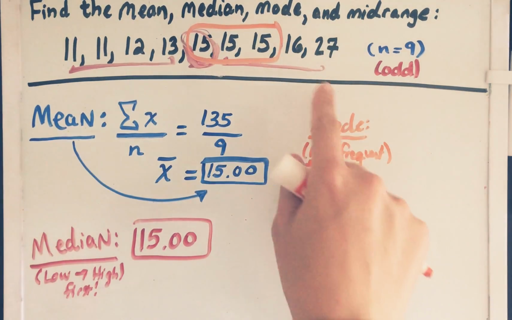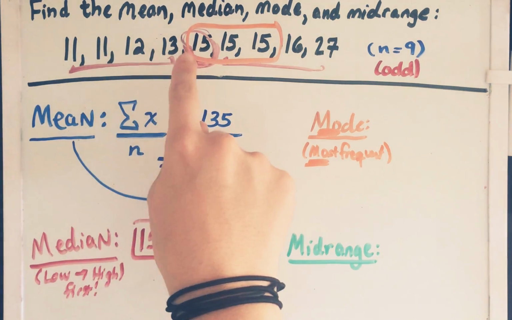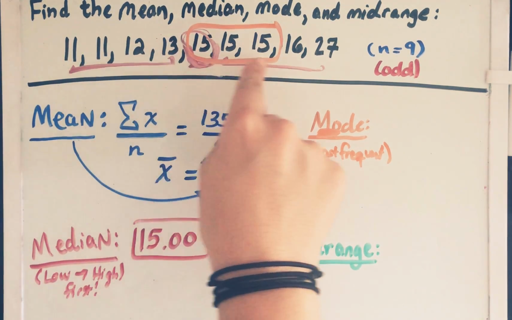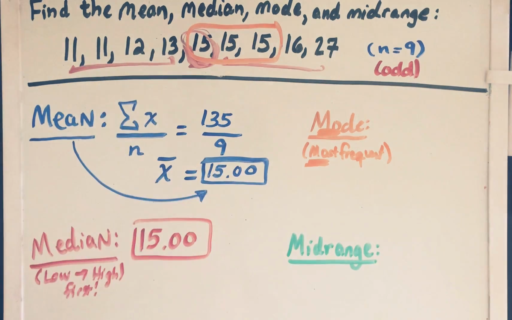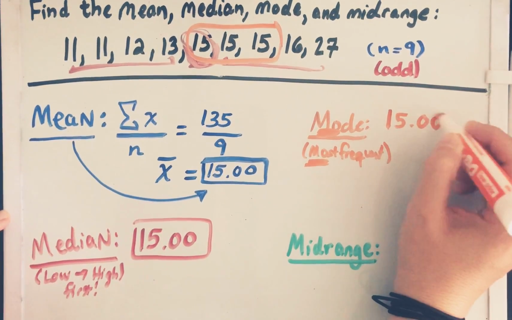And is there a value that appears more than once? Nope, no other values appear more than once. So if no values appear more than once, we'd say there is no mode. If multiple values appear more than once, you ask yourself, is there a tie or is there a clear winner? In this case, there's not a tie because there's 3 of 15 and only 2 of 11. So the winner is clearly 15 or 15.0 or 15.00.